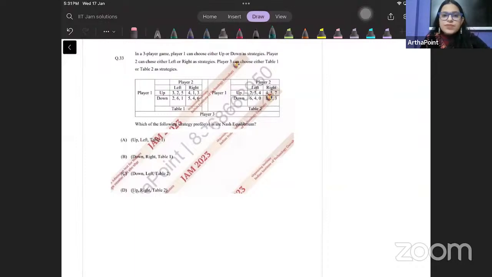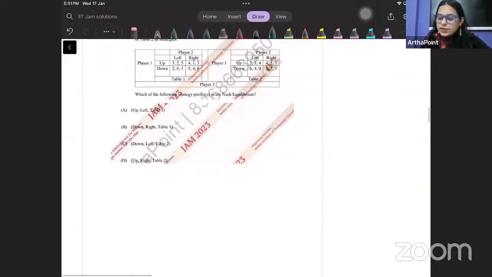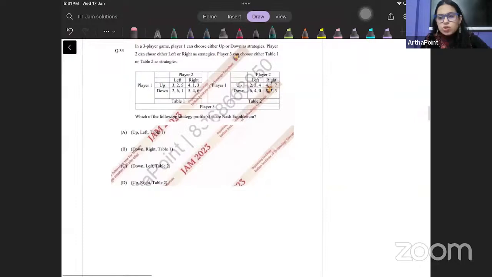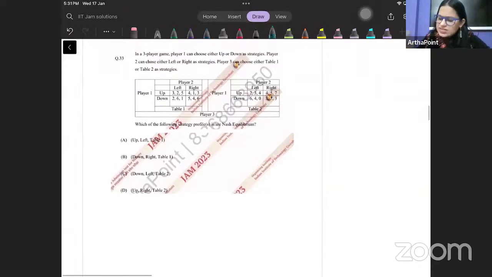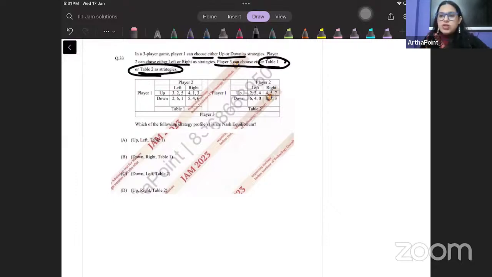Very good question. Here what they have done now is they have given you 3 players. Player 1, 2 and 3. And they're saying in a 3-player game, player 1 can choose either up or down. Player 2 can choose left or right. That's clear to us. And player 3 can choose either table 1 or table 2 as strategy.